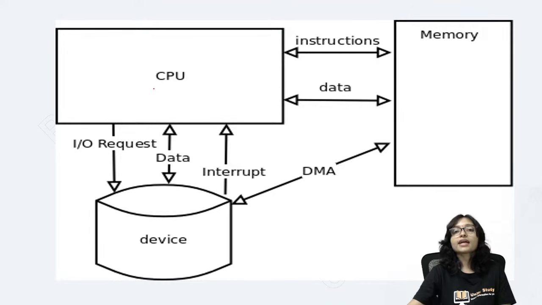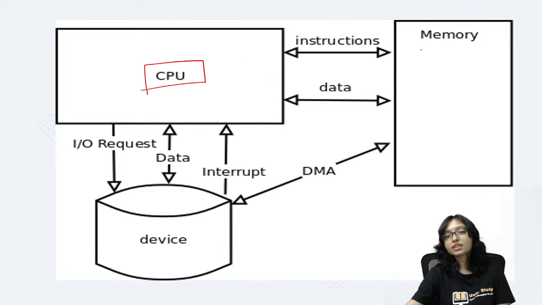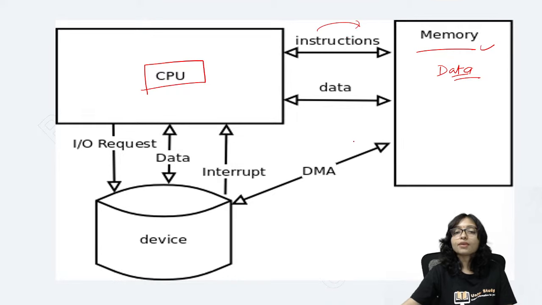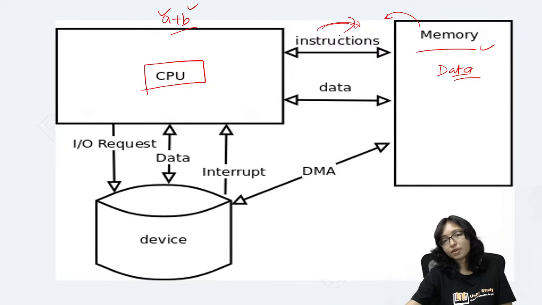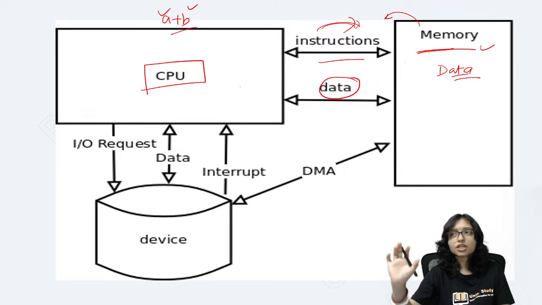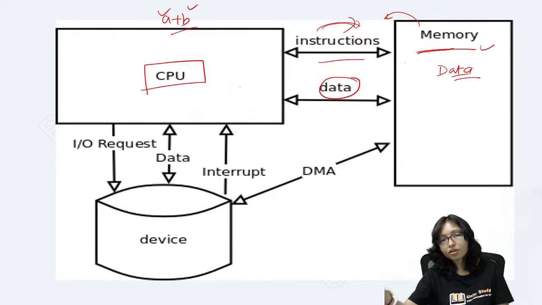Other than that, you can see the CPU is always connected with the memory, because whatever data the CPU is working on, whatever data I have to save, will be in memory only. So an instruction will go like, I want to do the operation A plus B. Now A and B I have to take from memory, and after that the result also I have to save in memory, right? So I have to collect data and give instructions to memory also. So the CPU is always connected with memory. For any operation, the CPU has to take the data from memory.